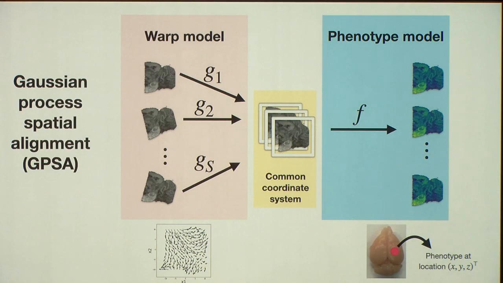And the second part of the model captures the phenotype of this tissue within that common coordinate system at each location in space. So here we model the spatial organization of this phenotype with a single function, f, across all of the samples, which captures this shared phenotypic structure. We place Gaussian process priors on each of these functions, both the warping functions, G1 through GS, as well as the phenotype function, f. And so this results in a two-layer deep Gaussian process where in the middle layer we capture this common coordinate system with aligned spatial coordinates.